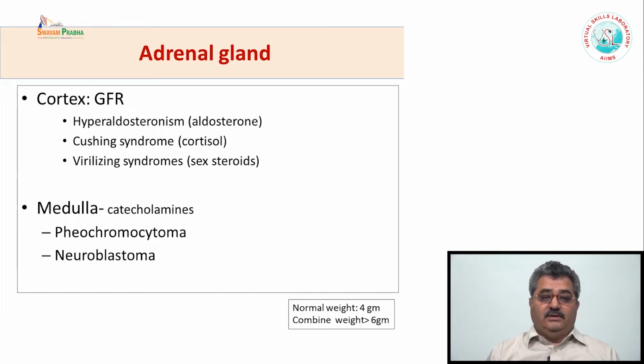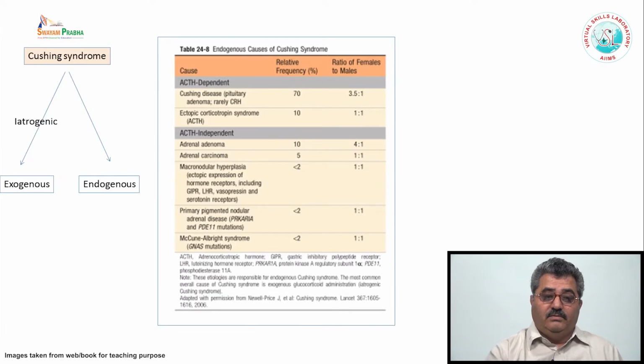The cortex has three layers. One produces the aldosterone, the other produces the cortisols, and the third layer produces the sex hormones or sex steroids. Medulla produces the catecholamines, and any tumor or lesion can arise from these different layers of the cortex or from the medulla. In fact, if you see the causes of the dysfunction of the adrenal gland, there can be hyperfunctioning, there can be hypofunctioning. The most common cause of hyperfunctioning, what we call Cushing syndrome, is the exogenous administration of steroid. That is the most common cause of hyperfunctioning.